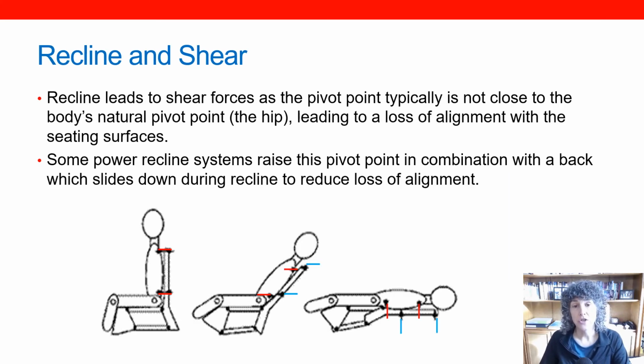Well, recline leads to shear forces because the pivot point is typically not close to the client's natural pivot point at the hip, and this tends to create shear forces. Some power recline systems try to address this by raising the pivot point in combination with allowing the back to move, slide down as the person reclines further back, and then slide back up as the person returns to upright to reduce this loss of alignment, but there is still some shear forces.